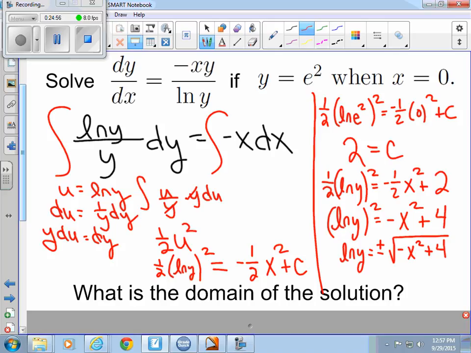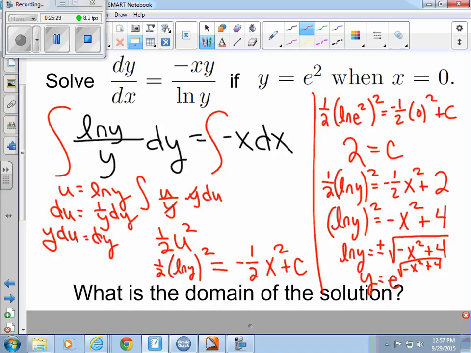Remember, we're always going to make a choice on which one it is, and I would just go ahead and do that as soon as I see, oh, there's a plus or minus. Decide which one it is. It is the plus, e to both sides, so I get y equals e to the square root of negative x squared, sorry, plus 4. Okay, so that is my solution. I'm done. What's the domain?